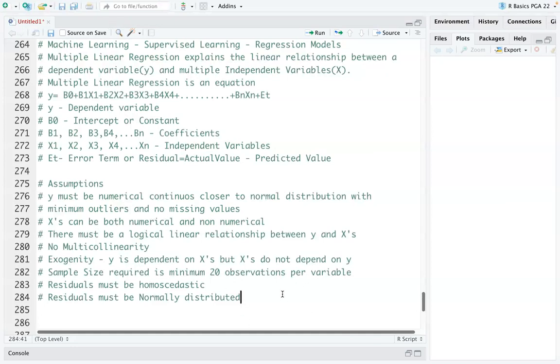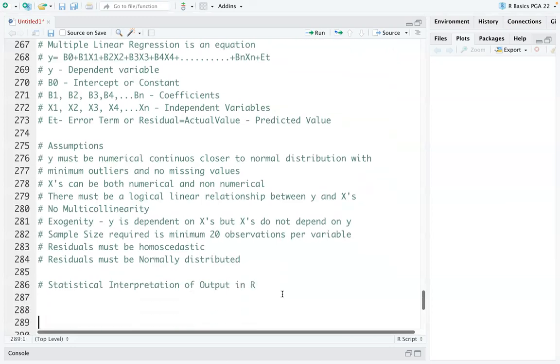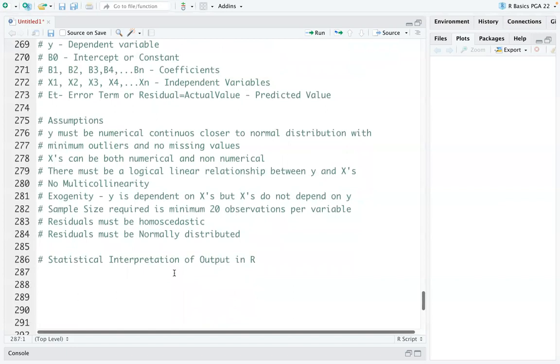All right, now let us look at the statistical interpretation of output in R. This is also very important, statistical interpretation of output, because in Python, we don't get the statistical interpretation. We only get the basic R square and intercept and coefficients, and then we calculate the RMSE. Whereas in R, we get the complete statistical output. Now, the output which you need to look at in R is this.